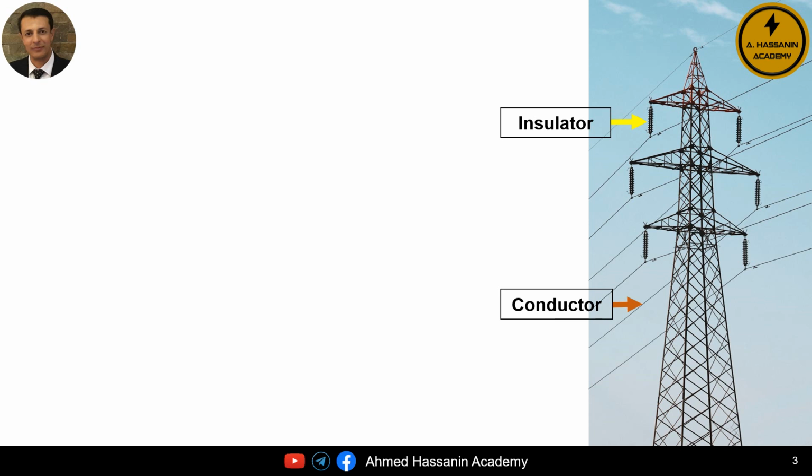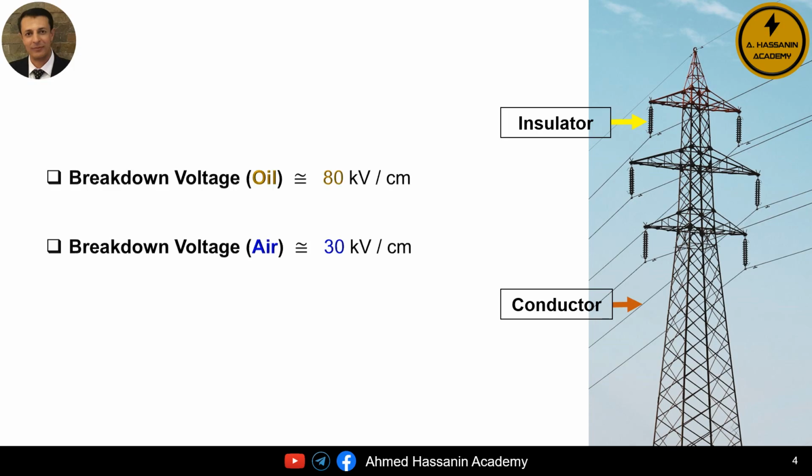And since air is an insulating medium, it behaves like any other type of insulator, meaning that the insulation of air will break down if the voltage exceeds a certain value. For example, in the case of oil, the insulation of oil breaks down when the voltage exceeds 80 kilovolts per centimeter, whereas in the case of air, the insulation of air breaks down when the voltage exceeds 30 kilovolts per centimeter. This means that if we have 2 points in air separated by a distance of 1 centimeter, and the voltage between these 2 points exceeds 30 kilovolts, the air between them will become conductive.